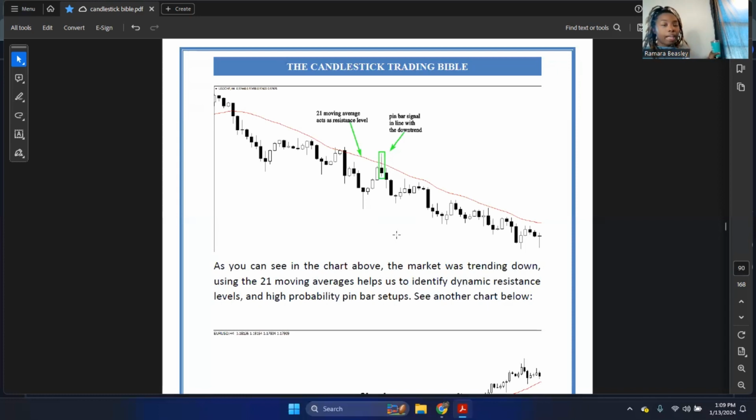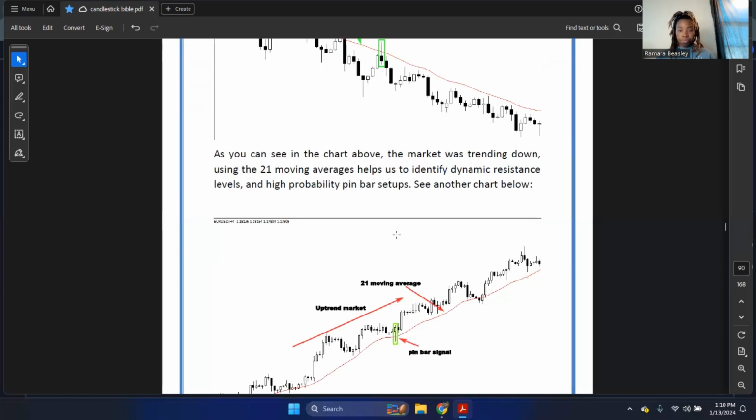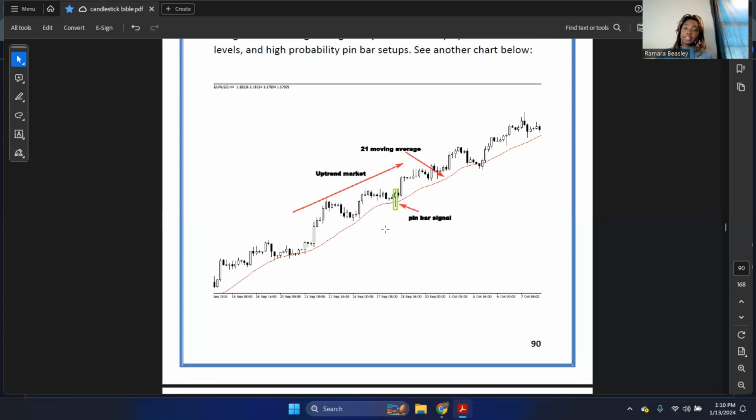All right. There's that illustration. It says, as you can see in the chart above, the market was trending down. Using the 21 moving averages helps us to identify dynamic resistance levels and high probability pin bar setups. See another chart below. All right, this is an uptrend. They have that 21 moving average and the pin bar signal.